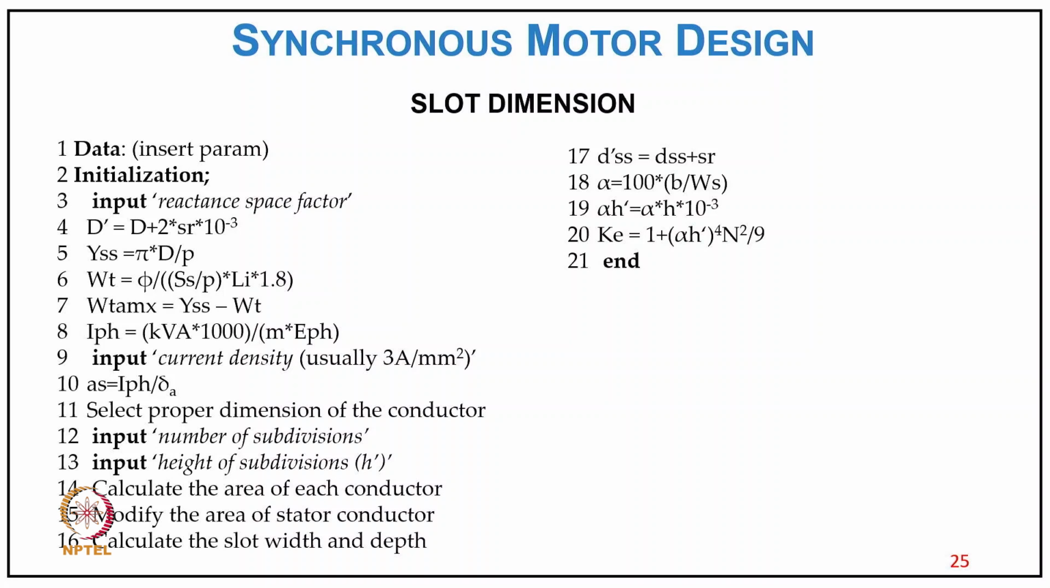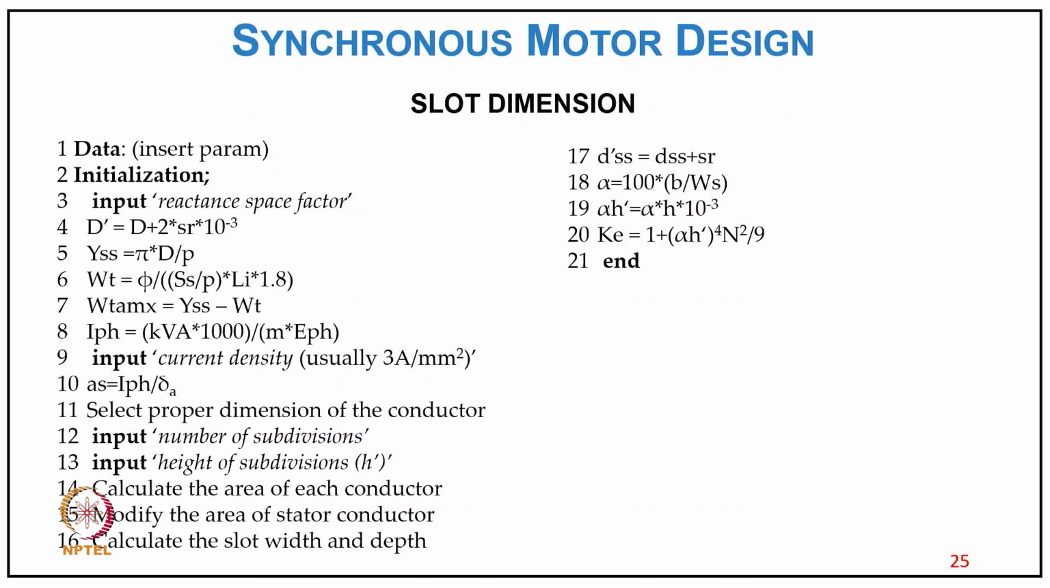Now slot dimensions, data given like insert parameter, initialization, input is the reactance parameter. So D dash equal to D plus 2 SR into 10 power minus 3, YS equal to pi D upon P, W2 equal to phi upon SS upon P into Li into 1.8, and WT maximum, YSS minus WT, IPH equal to KV into 10 power 3 divided by M into EPH. Input is current density, usually 3 ampere per millimeter square. So A is equal to IPH upon sigma, and select proper dimension of conductor.